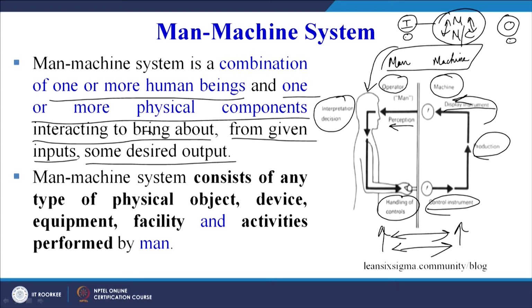This is very important: desired. We don't want any output which is undesired or faulty. We want to get the desired output only, or good quality output. So a man machine system consists of any type of physical object, device, equipment, as we can say in our example, a woodworking machine or a facility, and activities performed by man. So it is an interaction between the physical objects, devices, equipment, machines and the human being.